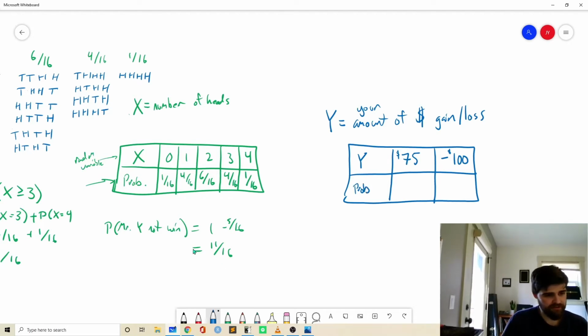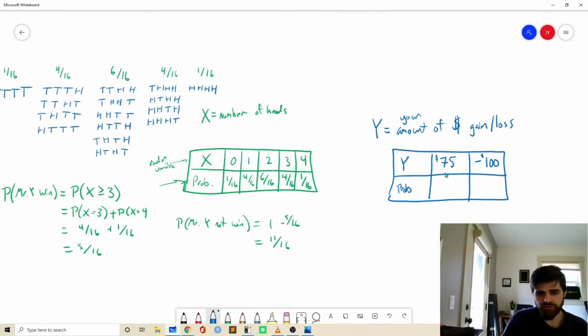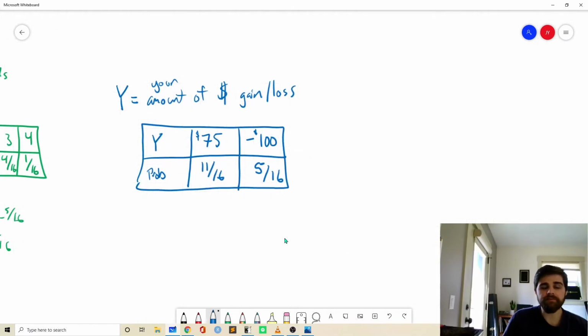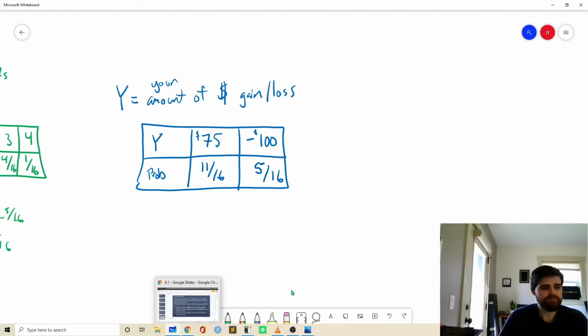So we already found these out earlier. The probability that you win and gain $75 is 11 out of 16. Notice that's the same thing as the probability of me not winning, is you winning. And the probability of you losing, aka me winning, was 5 out of 16. So another probability distribution here, this time describing how much money we could gain or lose. There's 11 out of 16 chance that you gain 75 bucks, and there's a 5 out of 16 chance that you lose 100.